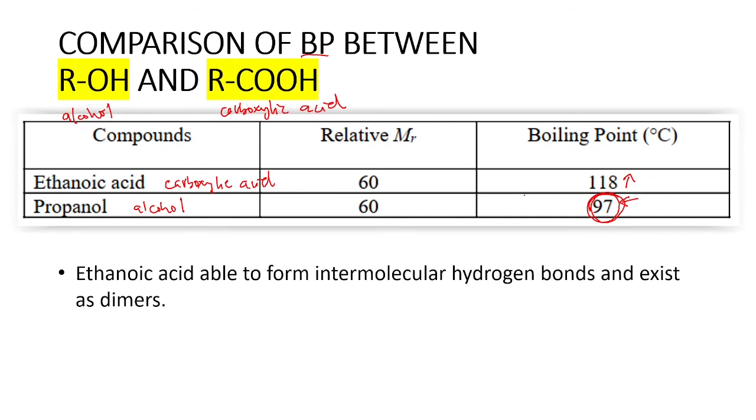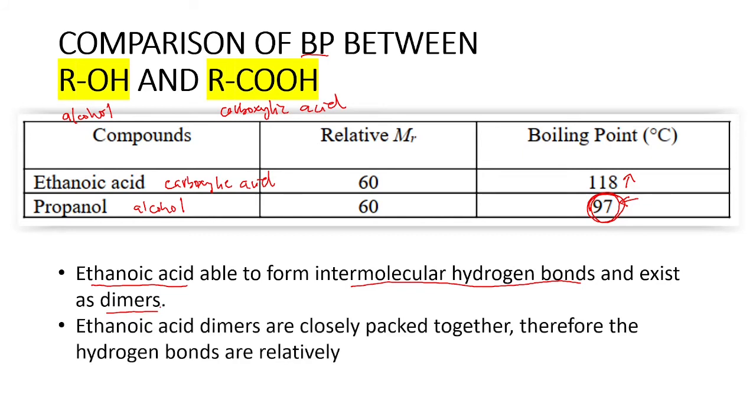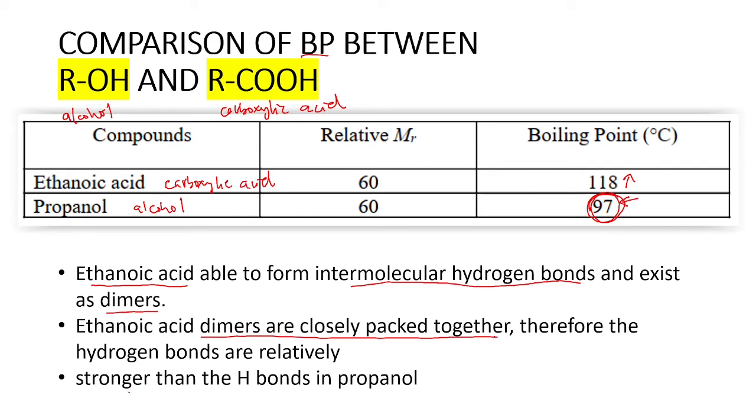So what happened? This is due to ethanoic acid being able to form intermolecular hydrogen bond that exists as dimers. Dimers is the stable hydrogen bond dimer. That is dimer. Dimers are closely packed together. Therefore, hydrogen bonds are relatively stronger than hydrogen bond in propanol. Hydrogen bond in propanol only has weak hydrogen bond compared to dimer, which is very strong.